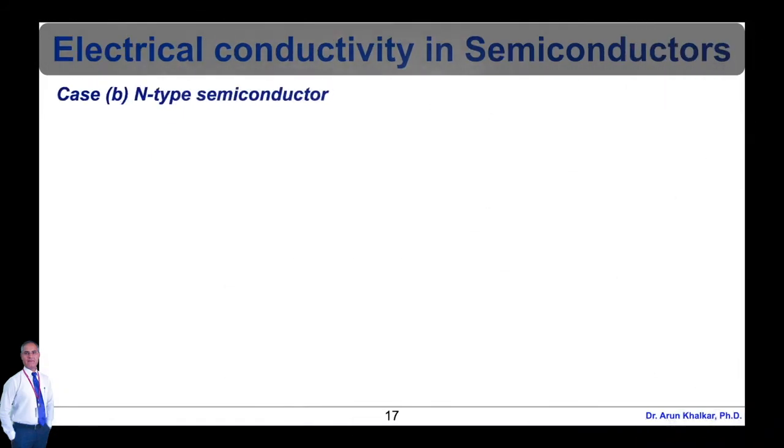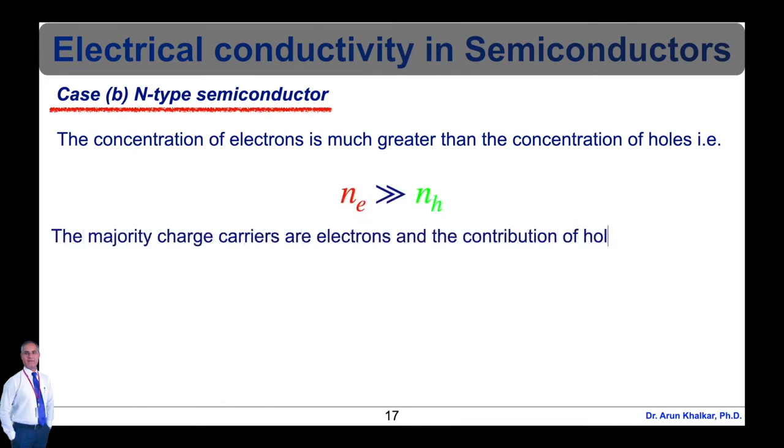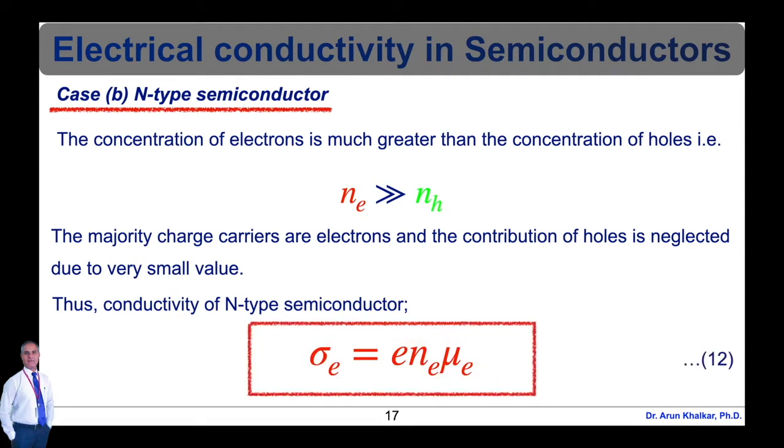Now let's see case B, N-type semiconductor. The concentration of electrons is much greater than the concentration of holes in an N-type semiconductor. Therefore, Ne is very much greater than NH. The majority of charge carriers are electrons and the contribution of holes is neglected due to its very small value. Therefore, the conductivity of an N-type semiconductor can be written as sigma e is equal to e Ne mu e. Let's say this is equation number 12.